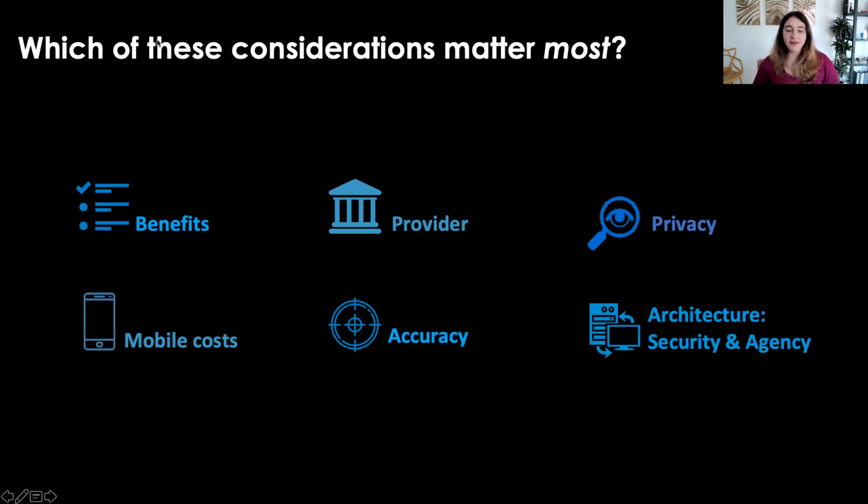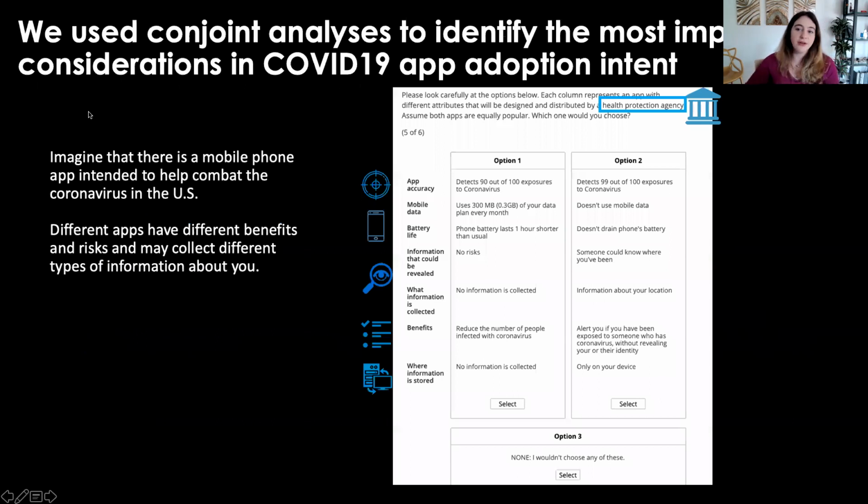Okay, so that's great that we have all of these different considerations, but in an application development lifecycle, particularly one that's happening during a crisis situation, we need to prioritize what we're going to focus on. And so next we wanted to understand which of these considerations mattered the most. In order to answer that question, we used a methodology called conjoint analysis.